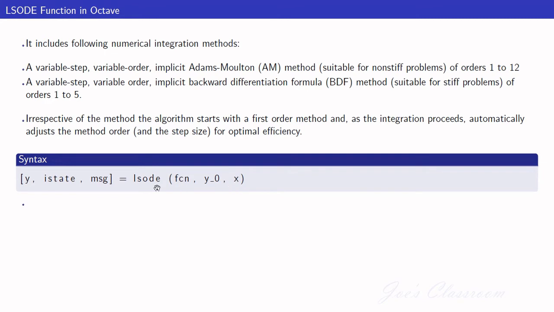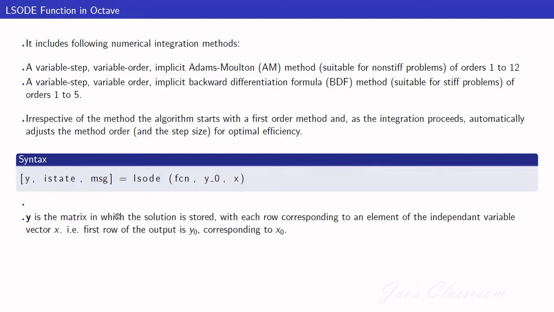If you look at this syntax given here, you'll be able to see that the lsode function requires 3 arguments, and the result of the computation by the lsode function is stored in 3 different variables. So the arguments are fcn, y0 and x, and the variables in which these results are stored are y, istate and msg.